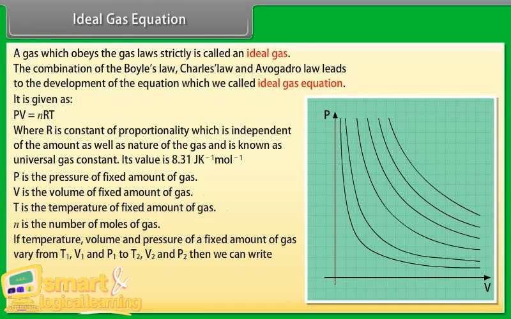If the temperature, volume and pressure of a fixed amount of a gas vary from T1, V1 and P1 to T2, V2 and P2, then we can write P1 V1 by T1 is equal to P2 V2 by T2. This equation is called the combined gas law.